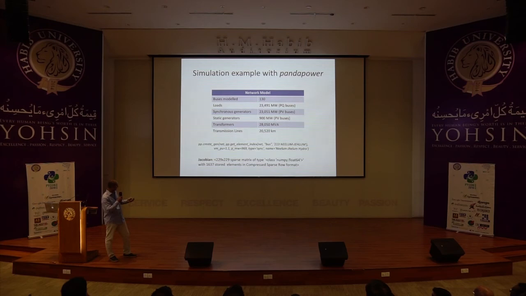Okay, so when we model this system, within this particular scenario there was a 27 gigawatt peak load, peak demand. We have about 28,000 MVA transformer capacity, and when we model this system, we actually have a sparse matrix of 229 by 229, which if you expand it is about 54,000 entries. But in compressed sparse row, that's only about 1637.